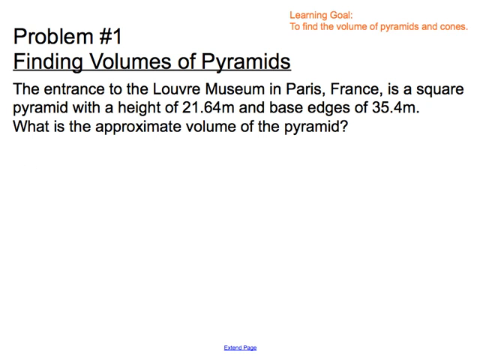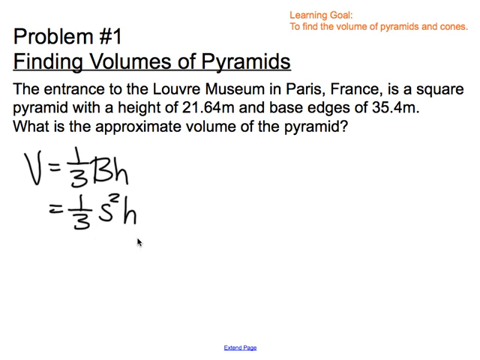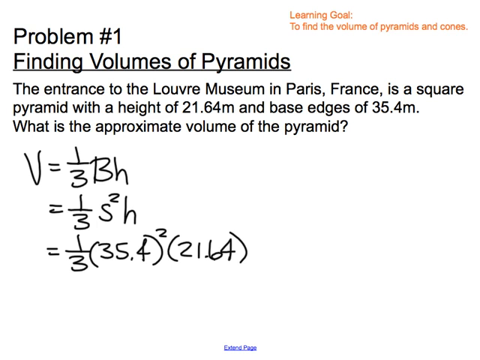So if we remember the formula, the volume of a pyramid is found as 1/3 the area of the base times the height of the pyramid. Since this is a square pyramid, we have 1/3 times the area of the base, which is side length squared, times the height of the pyramid. So in this case, we get 1/3 times the base edge, 35.4 meters, squared, times the height of the pyramid, which is 21.64 meters.